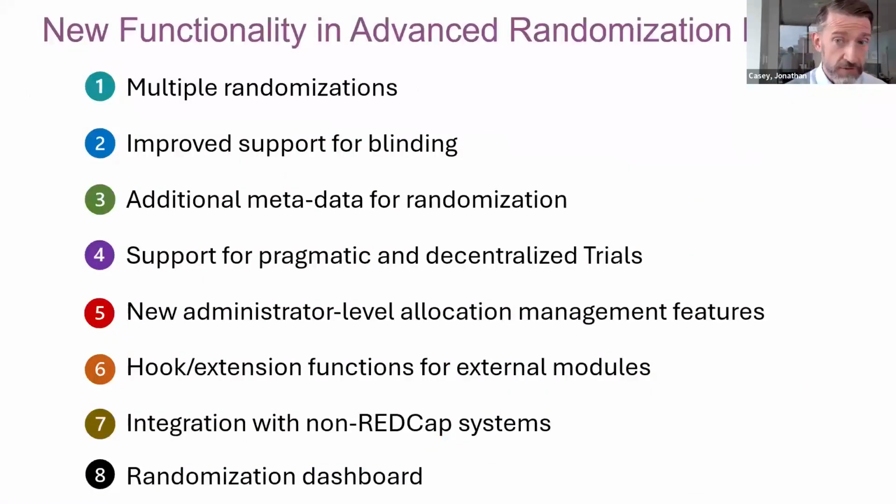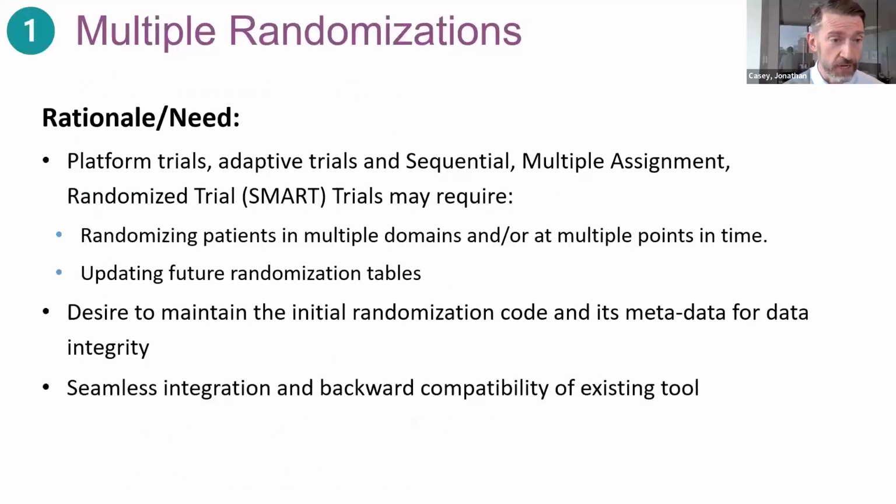Listed here are the new functionalities of this tool that we'll go through in detail. They include multiple randomizations, improved support for blinding, additional metadata for randomizations, support for pragmatic and decentralized trials, new administrator level allocation management features, so-called hook and extension functions for external modules, which we'll define and talk more about, integration with non-REDCap systems, and a randomization dashboard. For each of these, we'll talk about what need we're trying to address and how this new module addresses it. So the first is multiple randomizations.